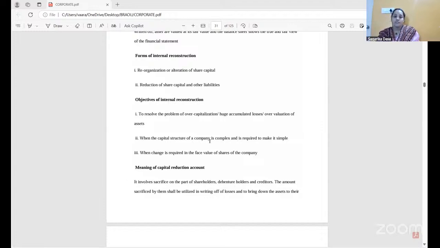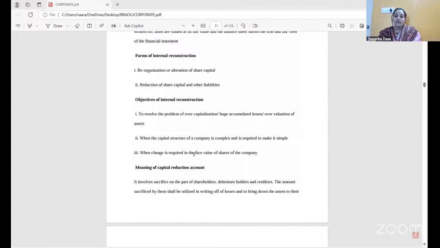Then, when the capital structure of the company is complex and it is required to make it simple, that is the share capital, debentures, creditors, or any other liabilities, if the structure is difficult and complex in nature, to make it simple and understandable by every person, internal reconstruction is used to make a simple view of the capital structure by breaking it down into several categories.